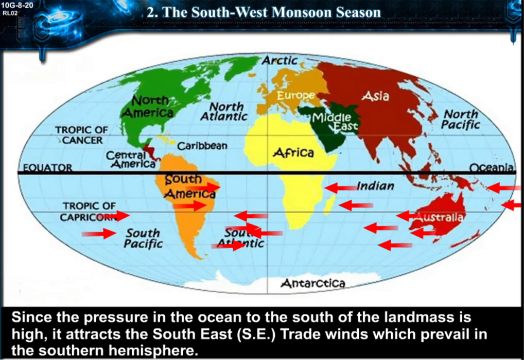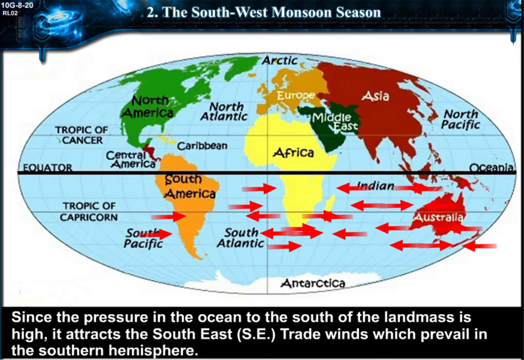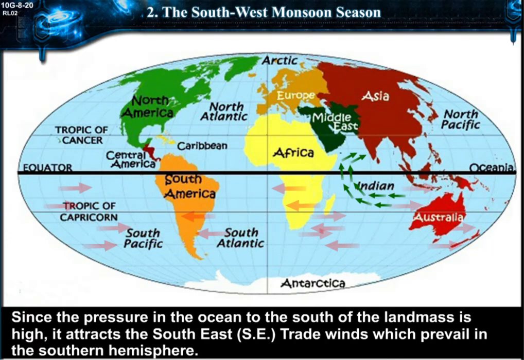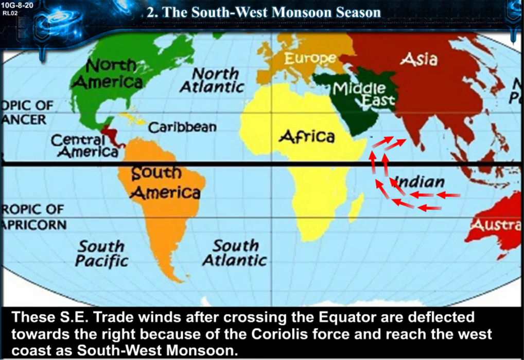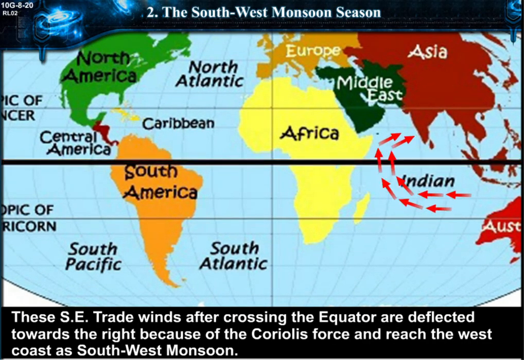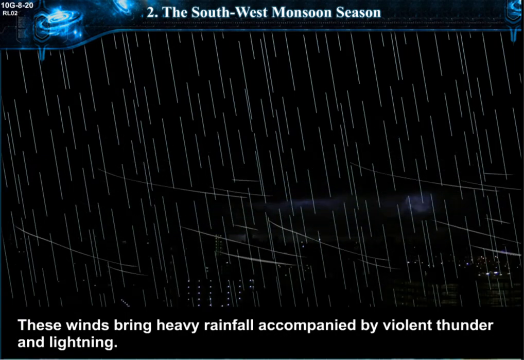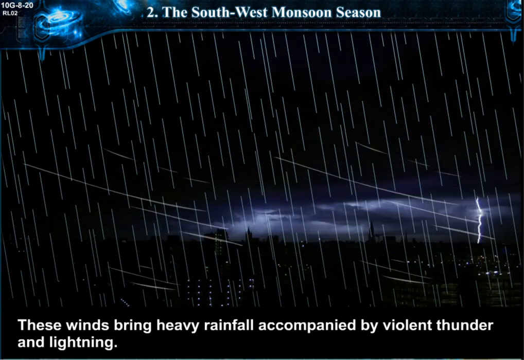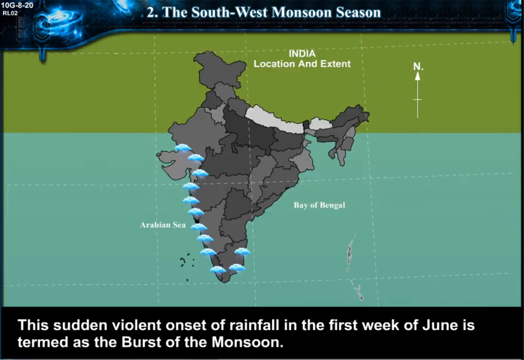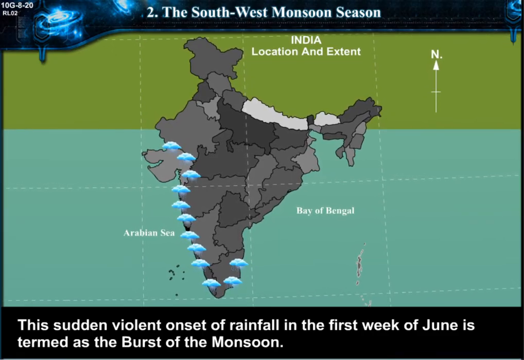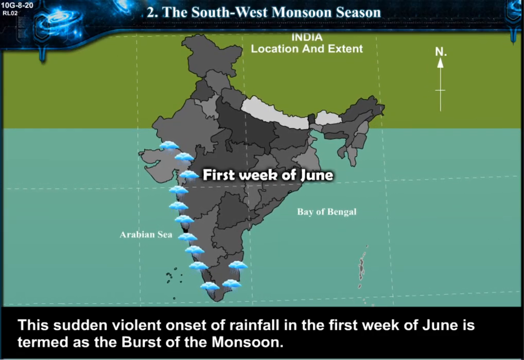Since the pressure in the ocean to the south of the landmass is high, it attracts the southeast trade winds, which prevail in the southern hemisphere. These southeast trade winds, after crossing the equator, are deflected towards the right because of the Coriolis force and reach the west coast as southwest monsoon. These winds bring heavy rainfall accompanied by violent thunder and lightning. The sudden violent onset of rainfall in the first week of June is termed as the burst of the monsoon.